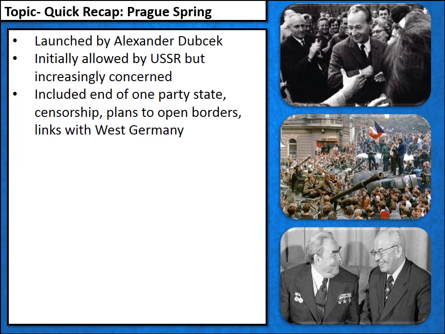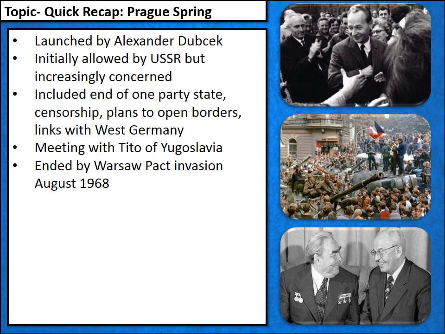Now these included the end of the one-party state, ending censorship, planning to open borders with Western countries, and even developing links with West Germany. Dubček also met with the independent leader of Yugoslavia, Tito, who was a communist but who was not under Soviet control, and Brezhnev seemed to be very concerned that Dubček would lead Czechoslovakia into the same direction.